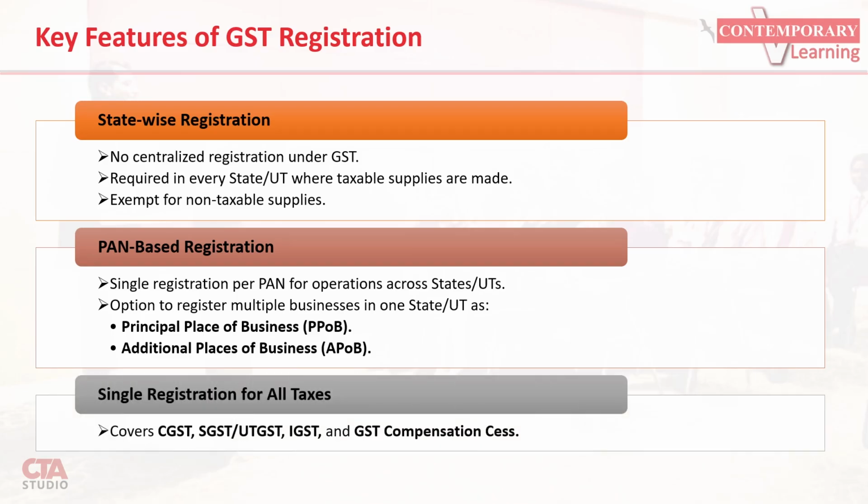The third feature is single registration for all taxes. One beautiful aspect of GST is that a single registration covers CGST, SGST, UTGST, IGST, and GST compensation cess. You don't need separate registrations for different types of GST.